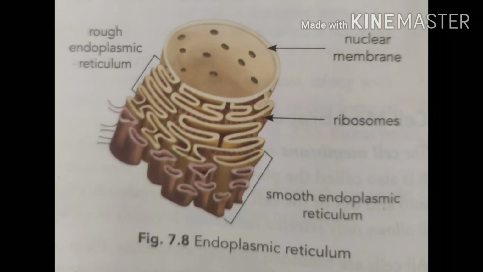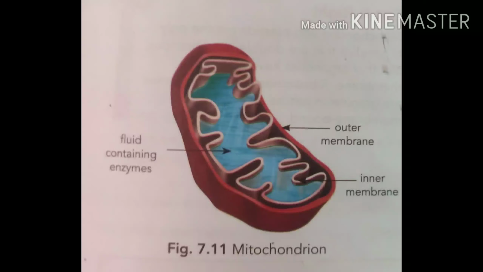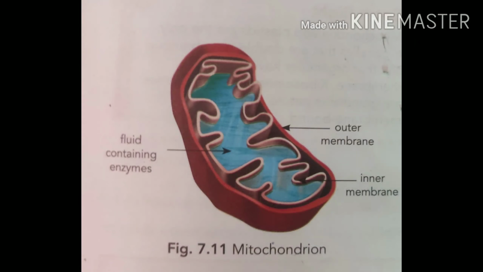Let us move on. Mitochondria. Mitochondria, it is the rod-shaped double membrane bound organelle. It contains enzymes in the inner membrane, which is where most chemical reactions occur. The main function of the mitochondria is to produce energy through respiration. This is done by oxidizing organic compounds in the presence of enzymes. Hence, this organelle is also referred to as the powerhouse of the cell.